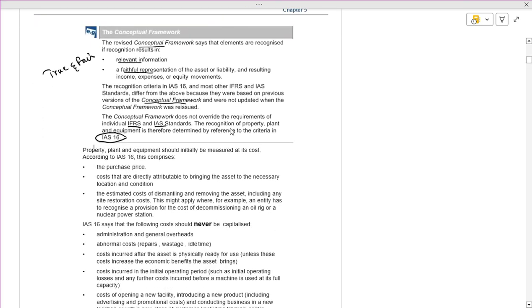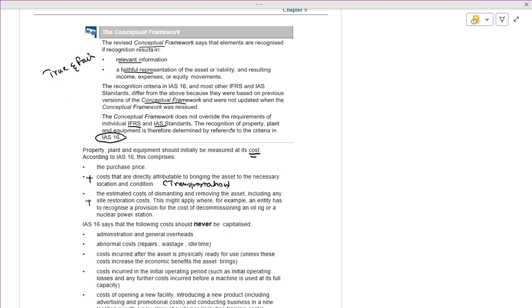Slowly and steadily: what is the property, and how has it to be measured? The purchase price, plus costs that are directly attributable to bringing the asset to the necessary location. Any transportation cost has to be added. Any carriage has to be added. Next, the estimated cost of dismantling and removal of the asset at the end of its life. Okay, at the end of the asset life.